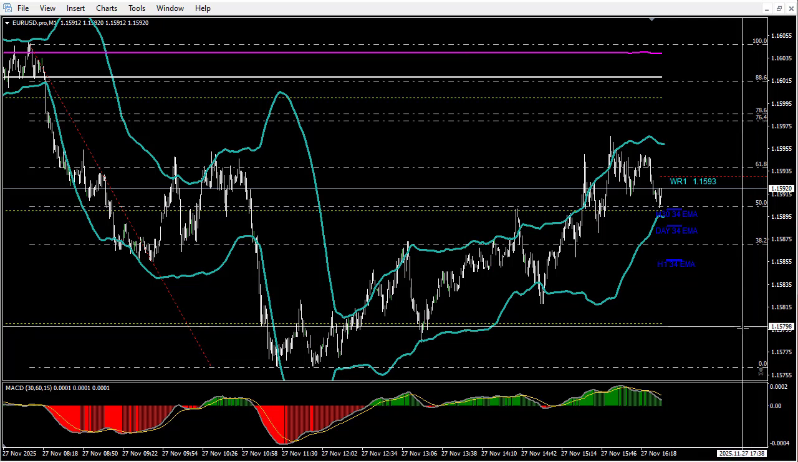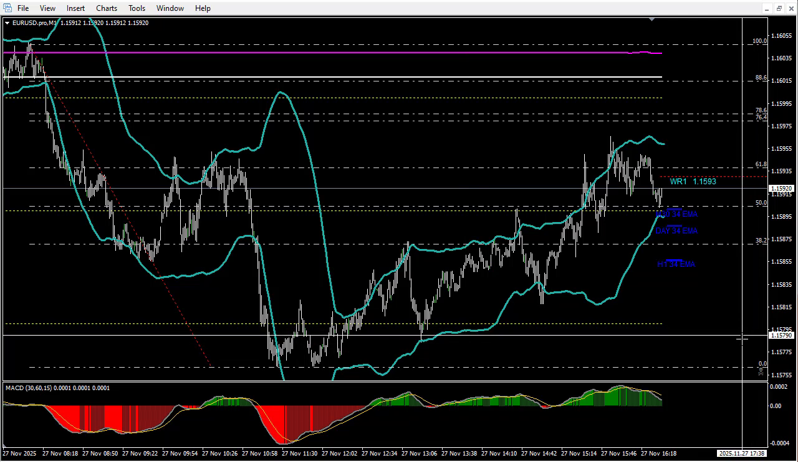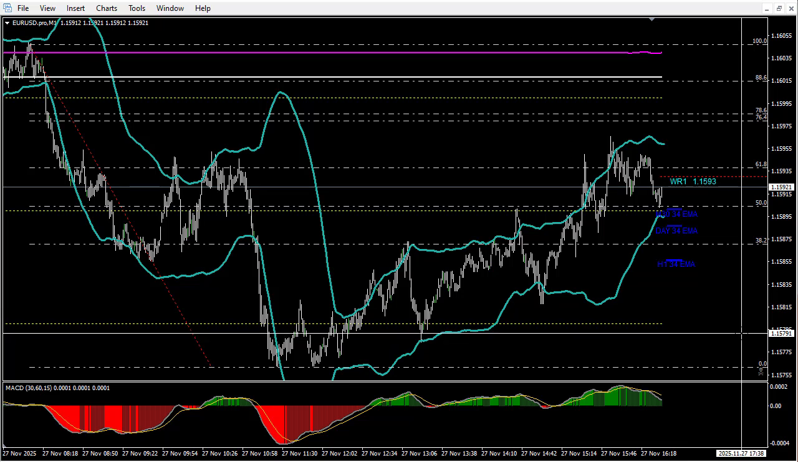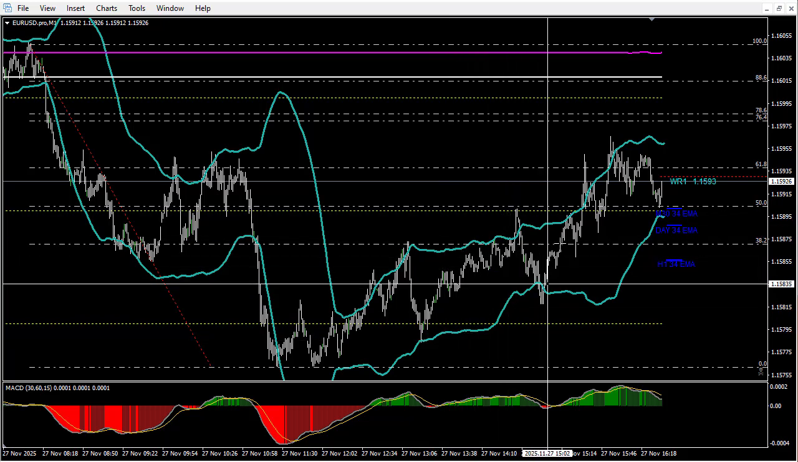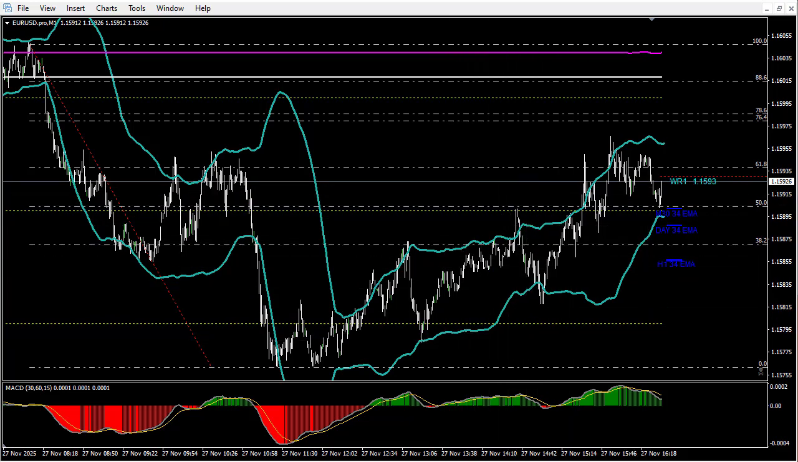I would strongly recommend that you do not use this. I repeat, you do not use this when important news are coming out. And be very careful with risk. If you go for 10 pips or up to 15, 20 pips, you can't risk 50 pips, you can't risk 100 pips. So you have to be very careful with this.